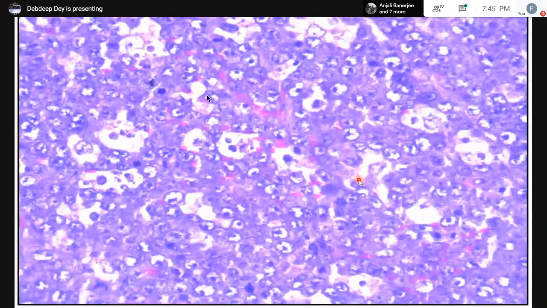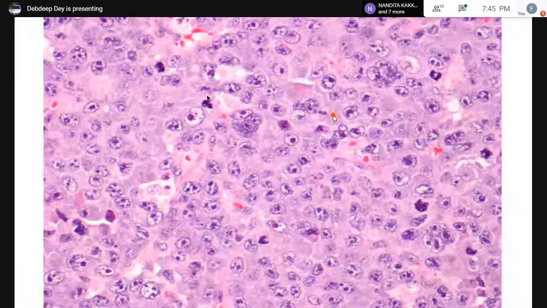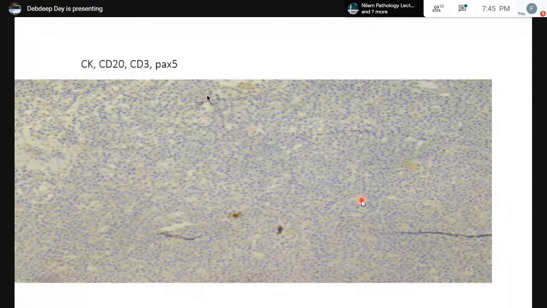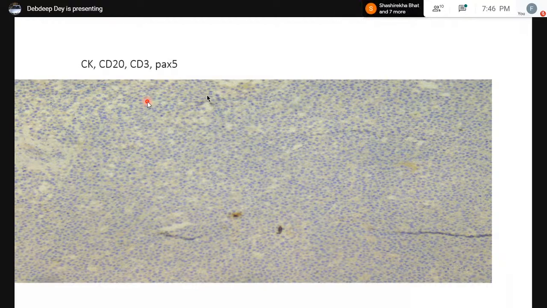So more high power pictures showing very vesicular pleomorphic nuclei with prominent nucleoli, some cells looking very plasmacytoid, with numerous mitotic figures in this area. And when we did the markers, it was CK negative, CD20 negative, CD3 negative, and PAX5 negative. So whenever you think that this is a lymphoma and all these markers are negative, then you should start thinking about other things like myeloid sarcoma, like plasmablastic lymphoma.